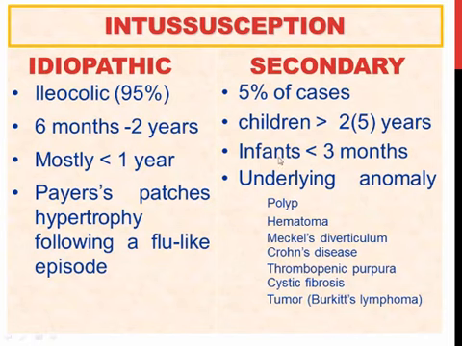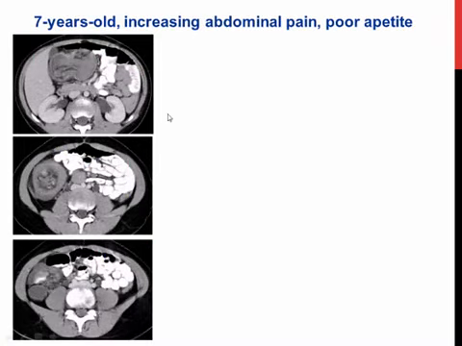If you are dealing with an infant of less than 3 months, or a child older than 2, or preferably older than 5 years old, think of a secondary cause, of an underlying cause. And this was the case in this 7 years old. We wanted to prove to the pediatric surgeon that this child potentially has a secondary intussusception.